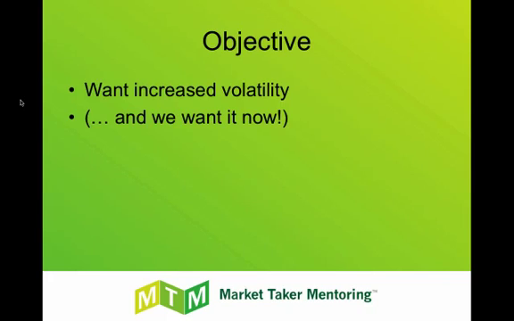So here's what you're trying to accomplish when you trade a straddle. You want increased volatility. You want to put on the straddle and then see a big volatile move happen. That's how you get your profit. And you want that move to happen as soon as possible, and I'm going to show you why in just a moment.